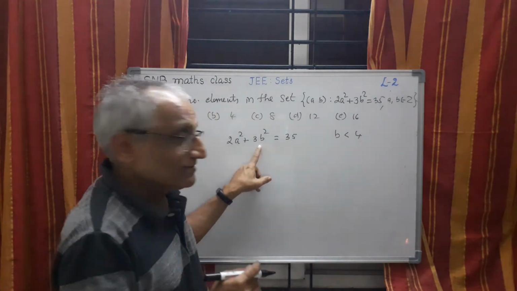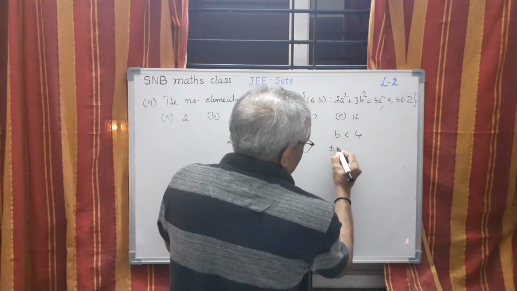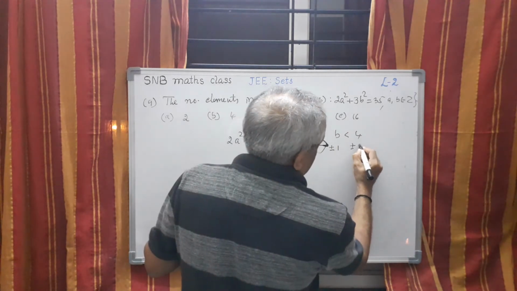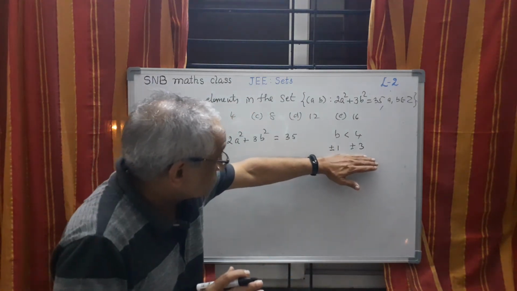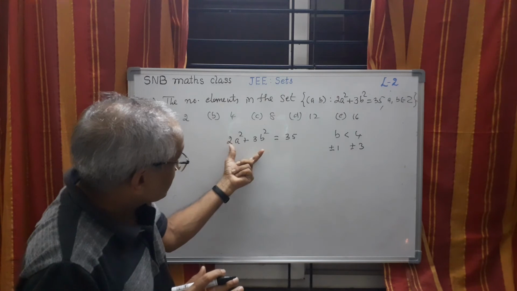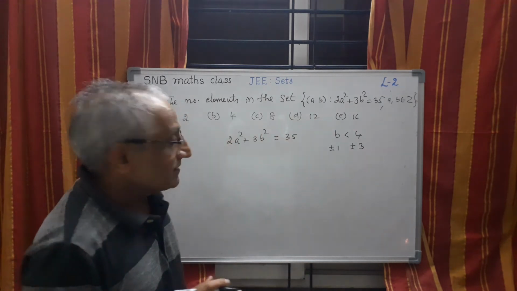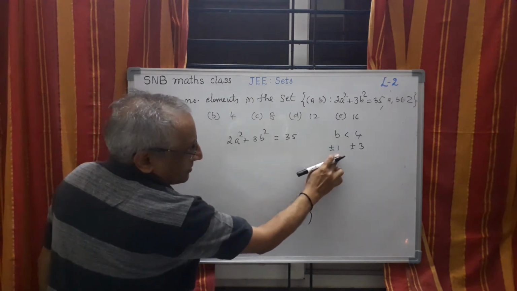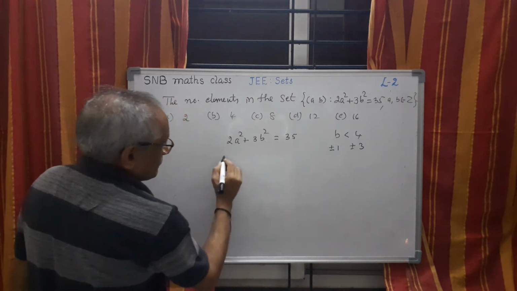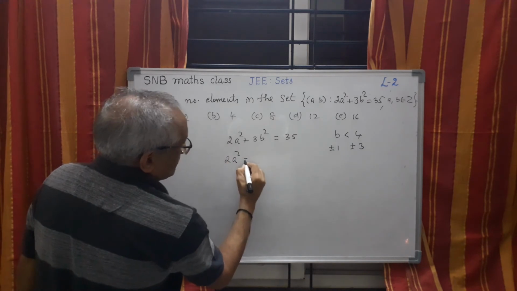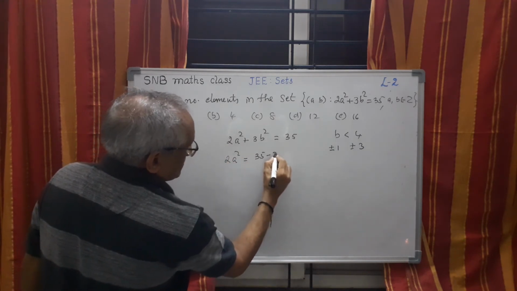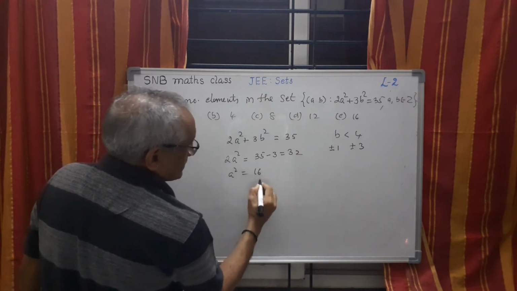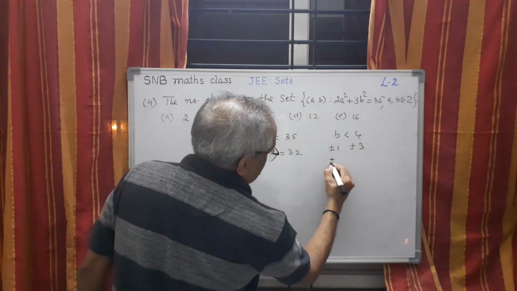Therefore, what are the only possibilities? I should take plus or minus 1 for b, and the other one is plus or minus 3. And I have to check whether these two are possible for a also, because simultaneously it should satisfy this one. Let me first check with plus 1. Whether you take plus 1 or minus 1, b square is positive. Therefore, 2a square will be equal to 35 minus 3. This is 32. Therefore, a square will be equal to 16. So, a will be equal to plus or minus 4.